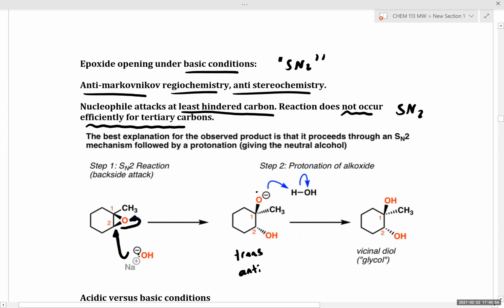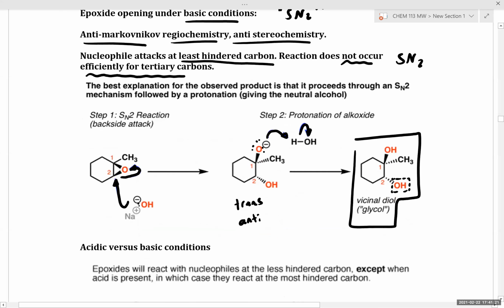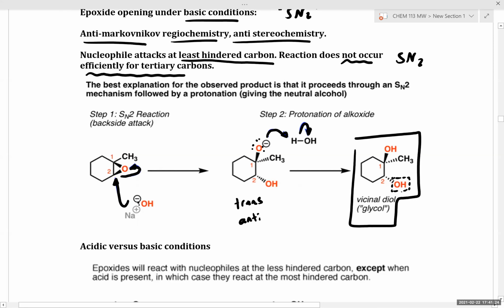And then the alkoxide intermediate is then protonated. And we can isolate our desired diol. Notice that our alcohol is installed with anti-Markovnikov regiochemistry. Our nucleophile is installed at the least hindered carbon, and our two substituents are trans or anti to each other. And this matches our hallmark idea of an SN2 reaction in that it occurs with inversion of stereochemistry during the attack.